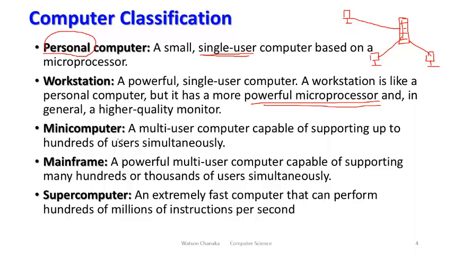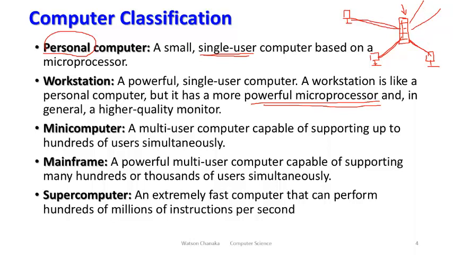Then we also have a mini computer, a multi-user computer capable of supporting up to hundreds of users simultaneously. So it means a mini computer is a central computer like this one here. But on this central computer, we can have 300 people connected here. We're talking about, for example, a supermarket. In a supermarket, if you are at the cashier, let's give an example of ShopRite. How many tellers are there? Maybe 14, 15, 20 there. But those machines there, they are connected to what? To a central computer here, where they are going to be processing.